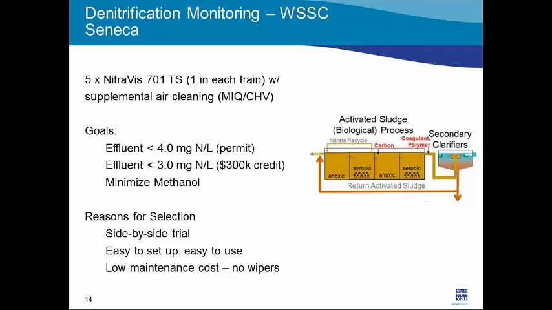So they've purchased 5 Nitrivis 701 TS probes, one for each of their 5 trains. Basically, the reason for selection of this was the results of a side-by-side trial with the competition. The things they liked about the Nitrivis were that it was easy to set up and easy to use, and especially its low maintenance cost. They didn't want anything with wipers. They knew the cost and hassle associated with having wipers.